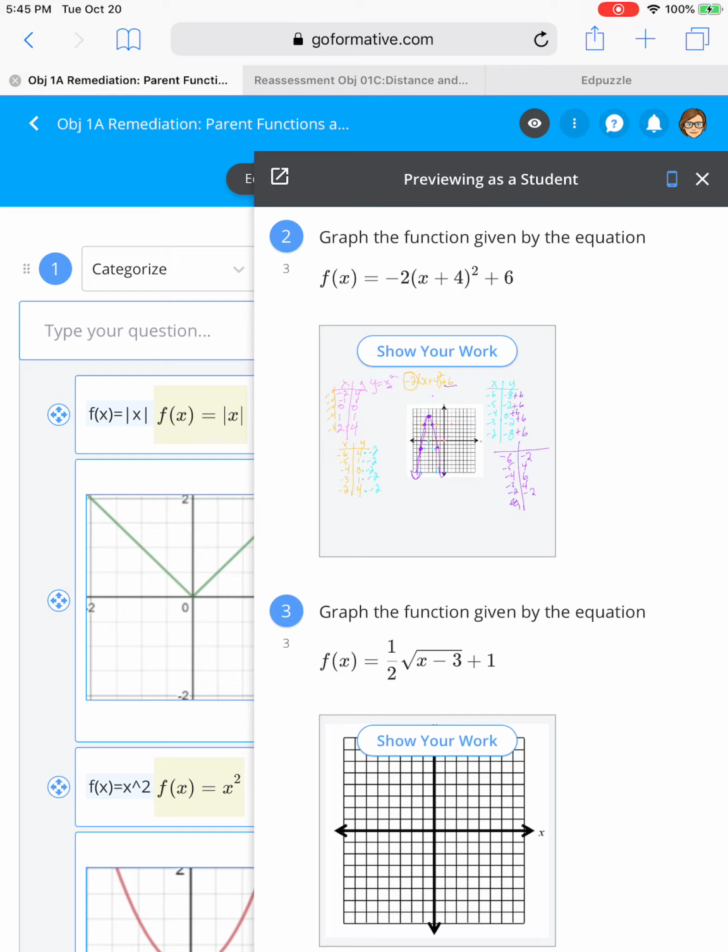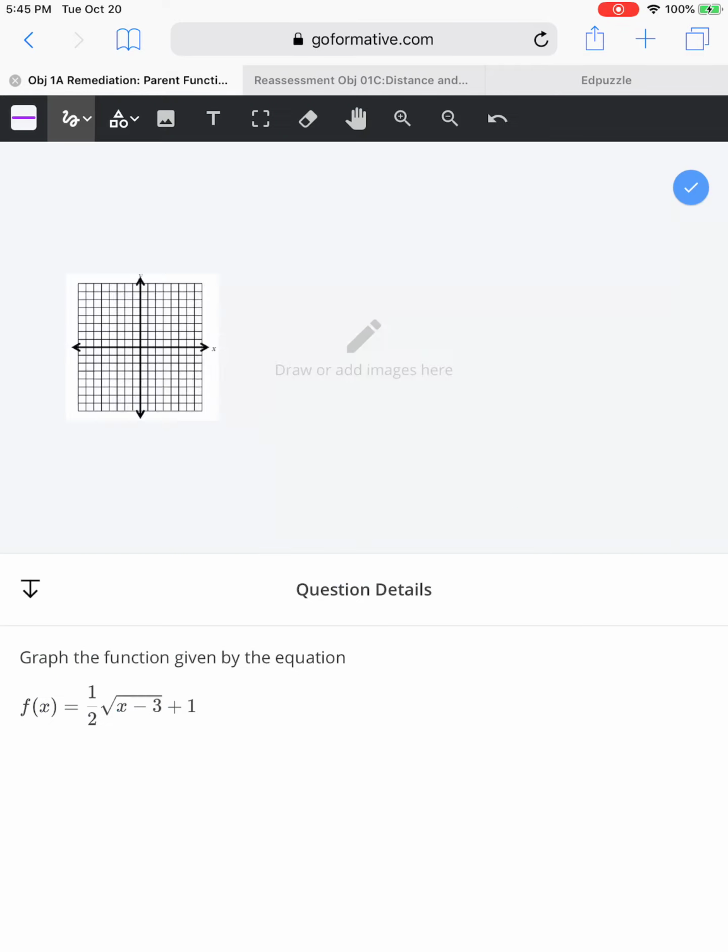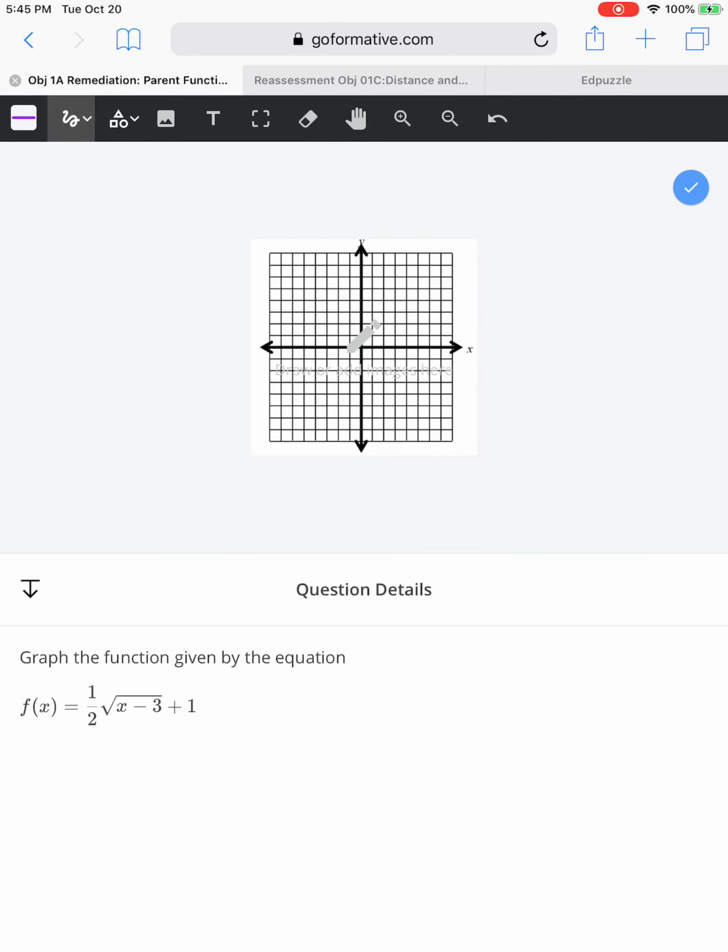So number 3, graph the function given by the equation. This one isn't as bad because I don't have as many points. So I have x, I have y, and I have my original equation, y is equal to radical x. There's my radical equation. Now my critical points here are 0, and then the square root of 0 is 0.